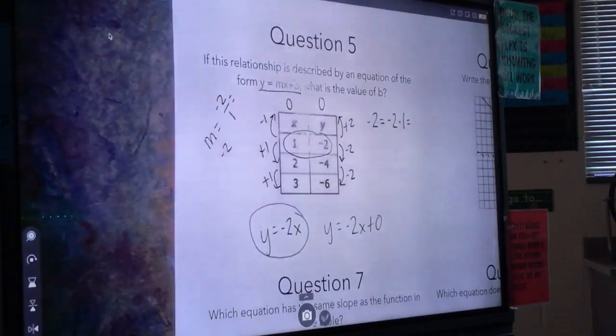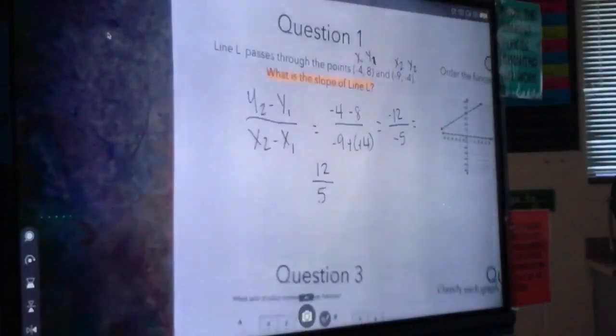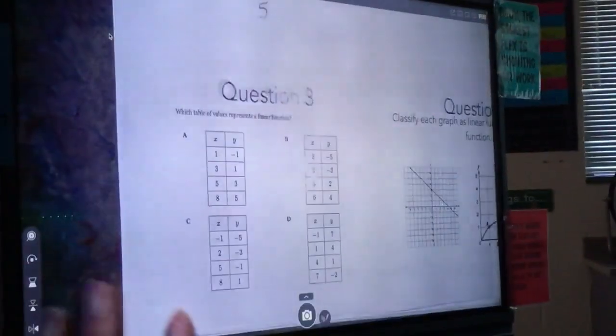What's another one? Number 3? All right, so number 3. The easiest way to solve this one is to plot the points, but obviously you don't have a graph. If you drew a graph, then you were able to plot the points. What is another way that you can figure out which one of these is a linear function? You can use the slope formula, all right? And then when you find the slope formula, what do you have to figure out from there?